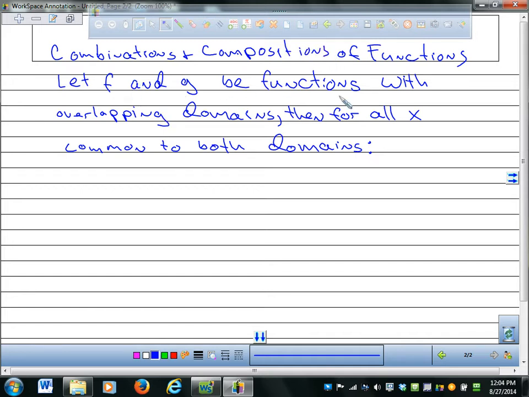So let f and g be functions with overlapping domains, then for all x common to both domains. And I'll explain what that means in a second. I better look at my notes. And tell me if I get in your way, just push me out of the way.